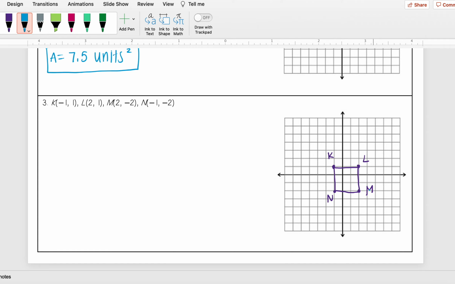So now that I have a quadrilateral here, my area for this is actually just going to be length times width. So my length here is 1, 2, 3. And my width is 1, 2, 3 as well. So to find this area, I'm just going to do 3 times 3. And so I get that my area is equal to 9 units squared.